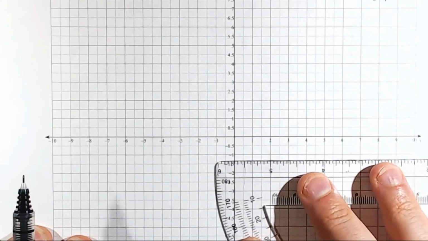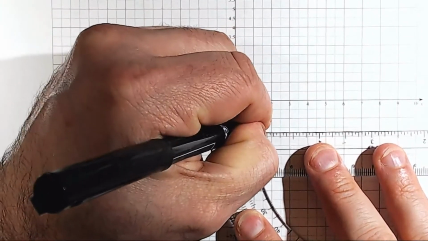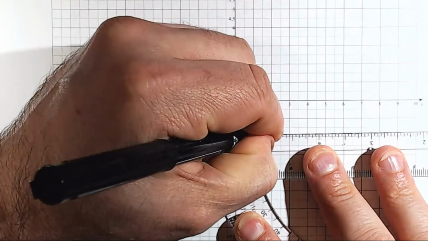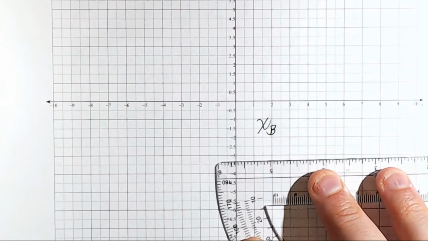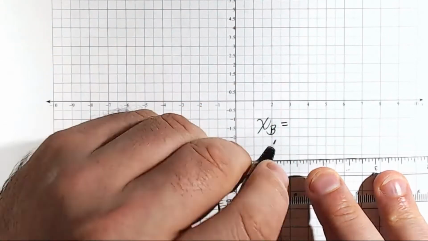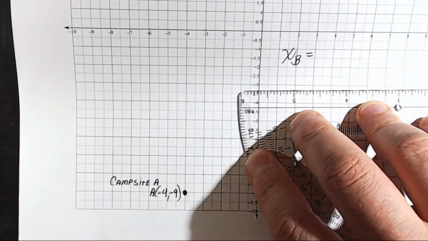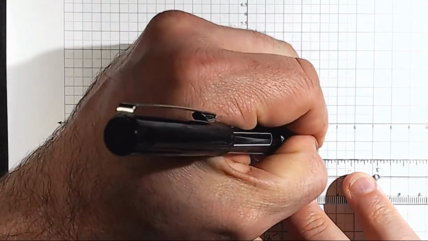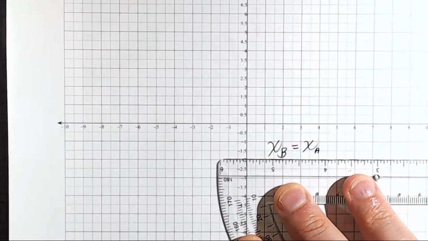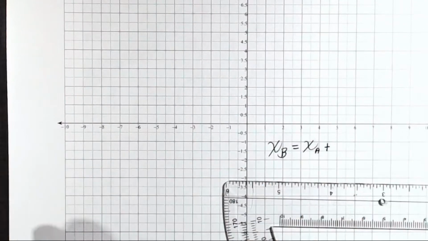So let's show the math. What math is involved to do this? Well, here's how you do it. The X coordinate of campsite B, you write that X sub B, is equal to whatever the X coordinate for campsite A is. So we'll call this X sub A for the X coordinate of campsite A plus, because we said we're going to be moving to the right, so we're adding.